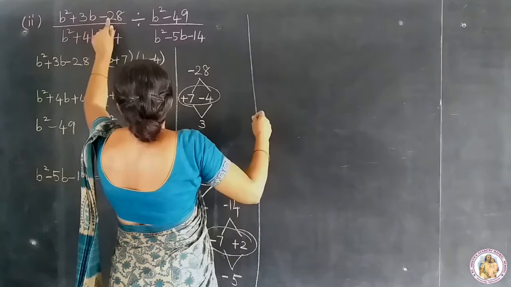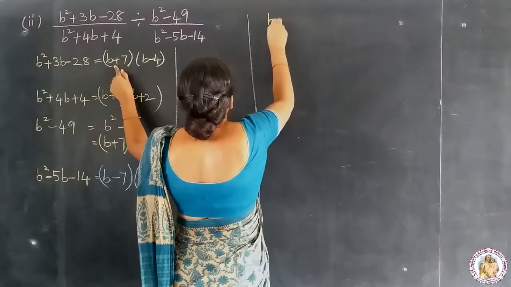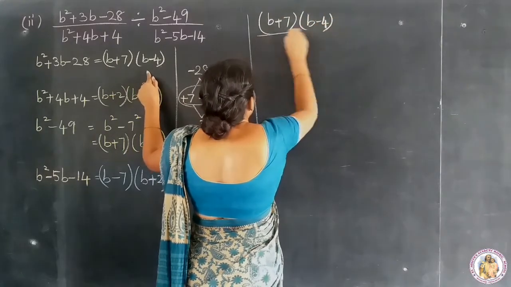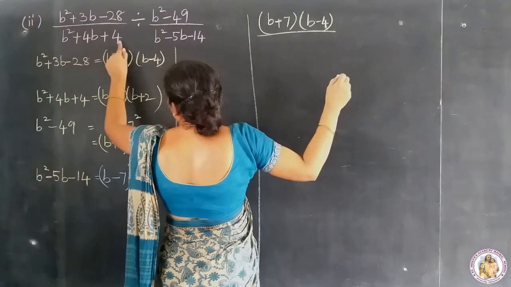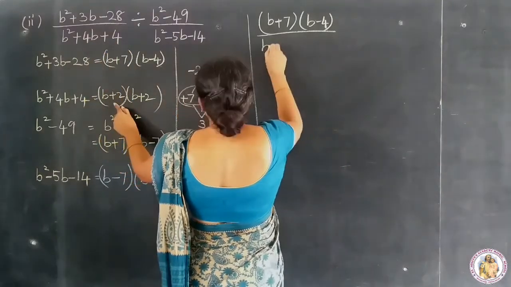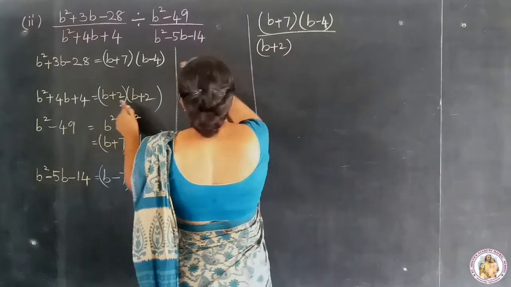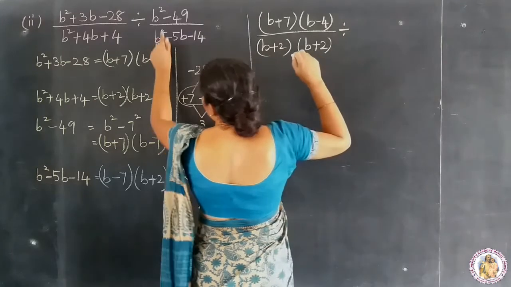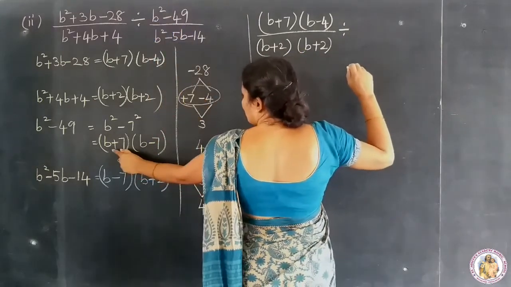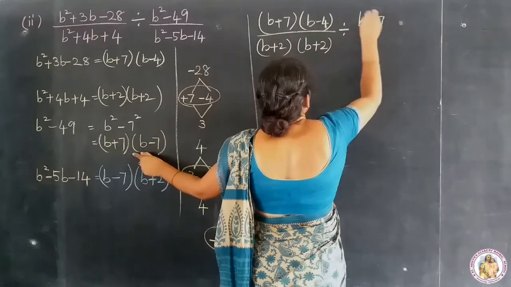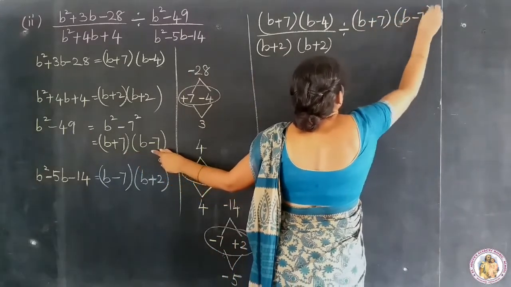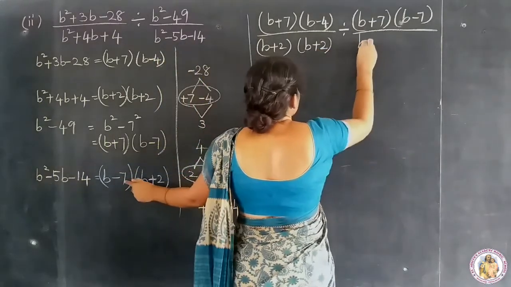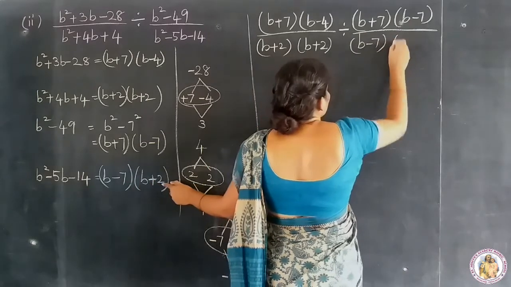So b square plus 3b minus 28, we get (b plus 7) (b minus 4), divided by b square plus 4b plus 4, we get (b plus 2) (b plus 2), divided by b square minus 49, we have (b plus 7) (b minus 7), divided by b square minus 5b minus 14, (b minus 7) and (b plus 2).